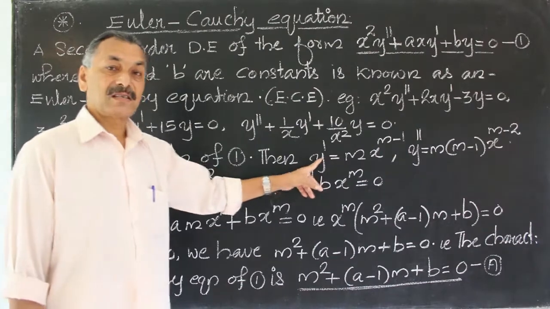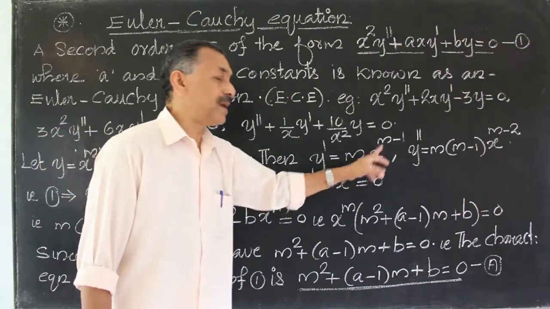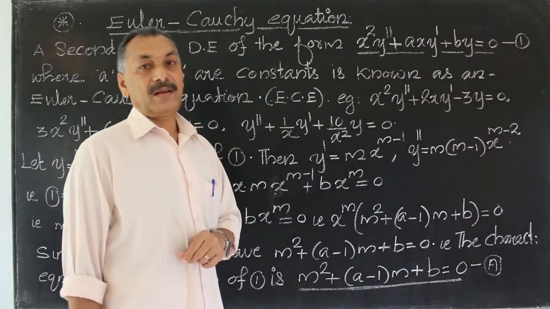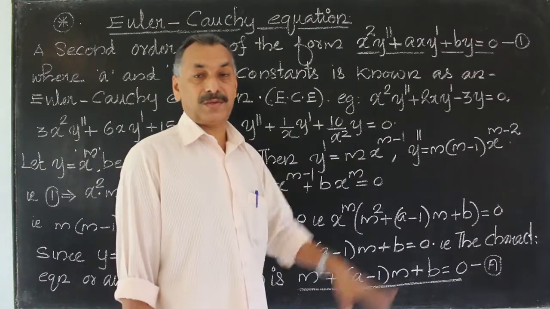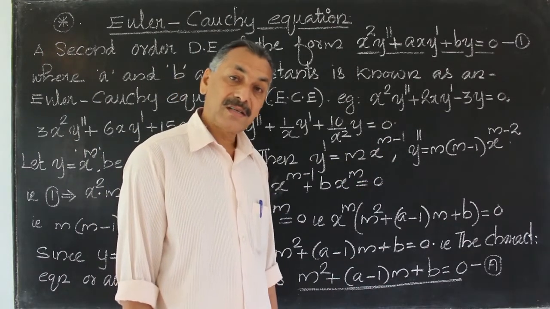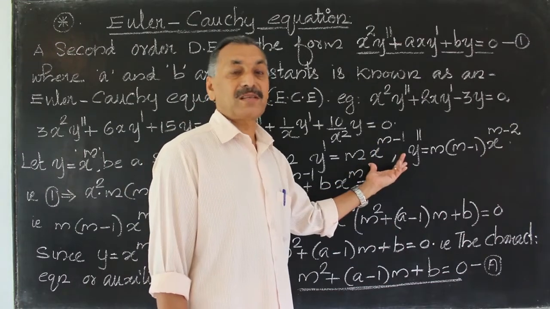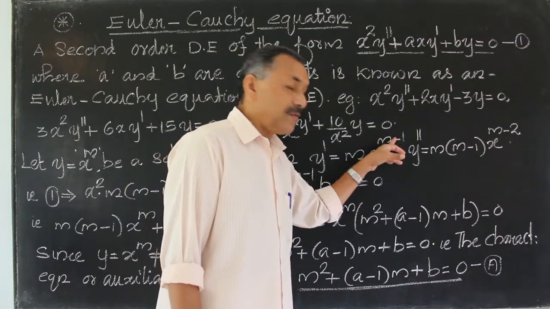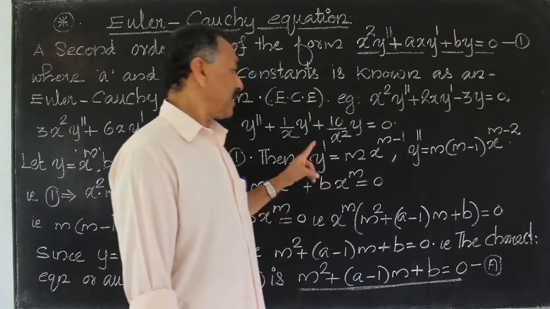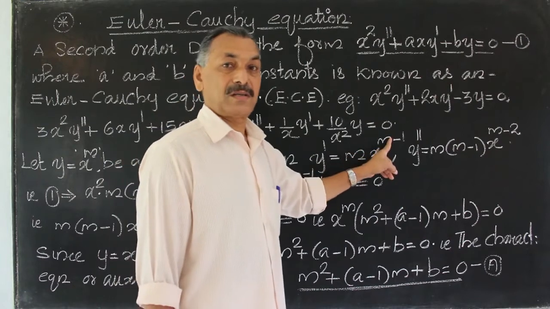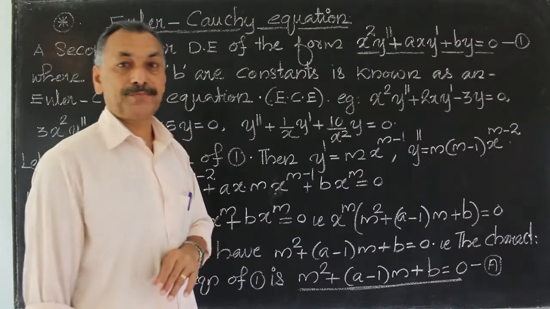If y is equal to x raised to m is a solution of 1, then what is y'? It is x raised to m differentiated, like x raised to n has derivative n x raised to n minus 1. Here y' is m x raised to m minus 1. What is y''? We differentiate y' again with respect to x, that is m into m minus 1 x raised to m minus 2.